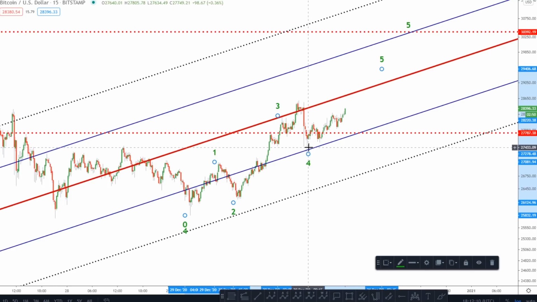The reason being, if we were to take out this low, it could come down and tag the lower warning line, but as you can see, it would then be overlapping the wave 1, and I just don't think that's going to happen. As I say, I think we're going to see continued strength come in here.